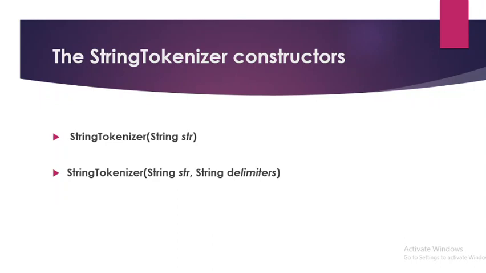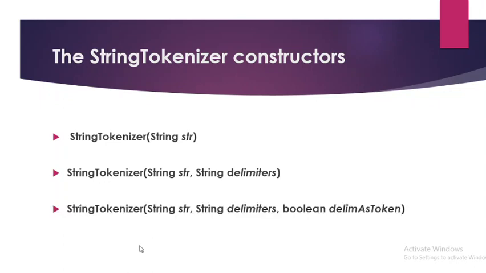The alternative, or another, constructor is StringTokenizer in brackets string comma string delimiters. By using this constructor we will create an object of StringTokenizer, and while creating the object we will specify two arguments. The first argument specifies the string in which we will separate out the tokens, and to separate out the tokens within this string str, what the delimiter should be we will specify as the second argument, which is again a string.